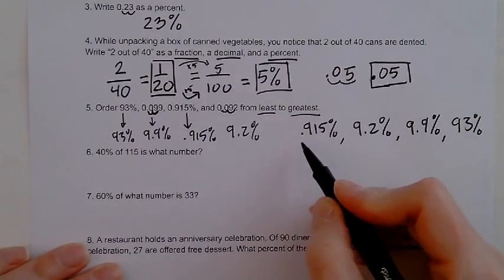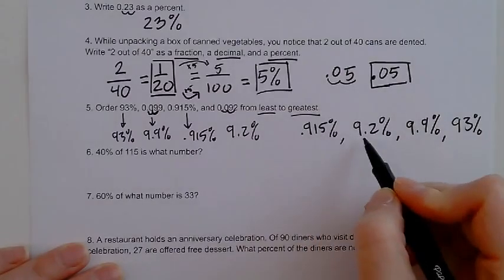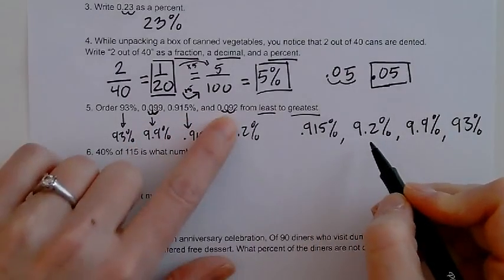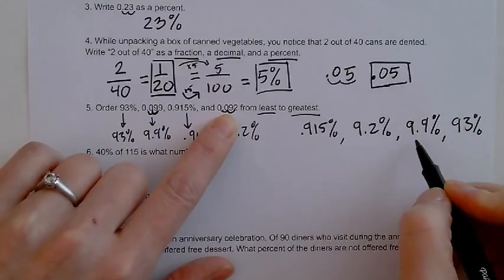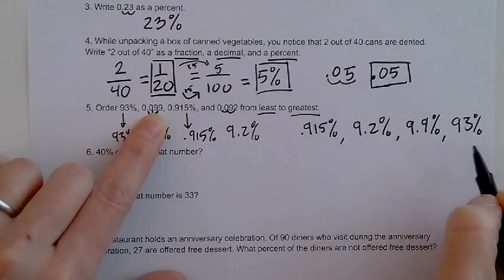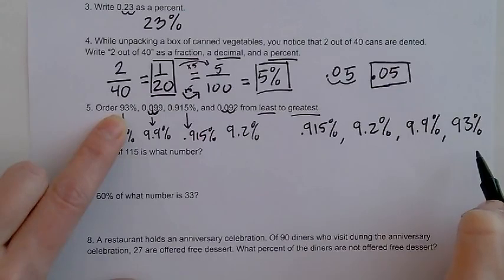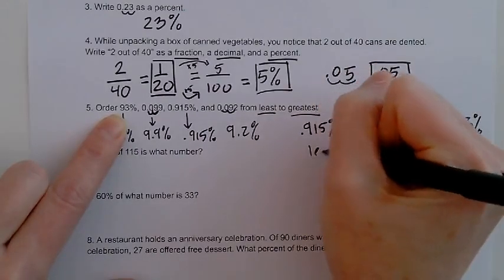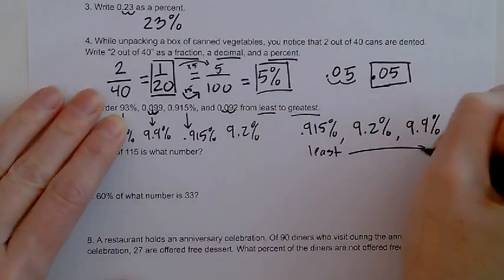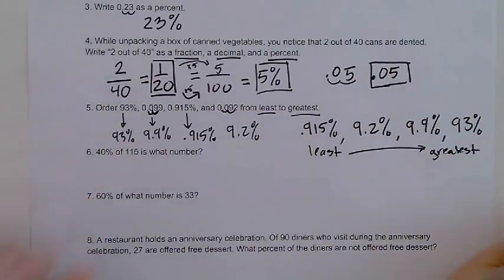All right, so your order should be 0.915, 9.2, which is the same as 0.092, 0.099, it's the same as 9.9%, and then 93%. That is the order they should be in if they're going to go from least to greatest. All right? Okay. Woo, we're doing good.